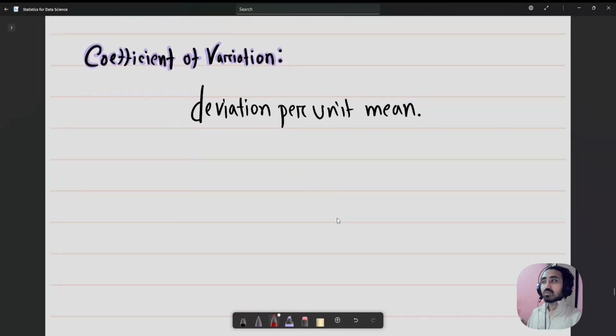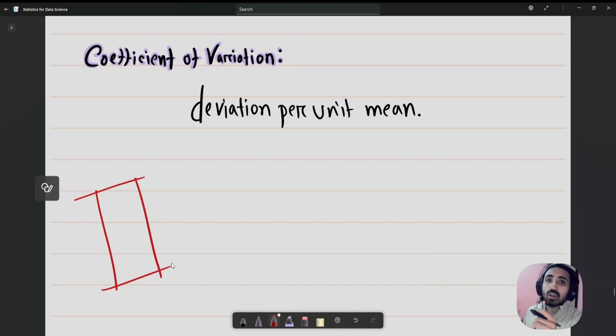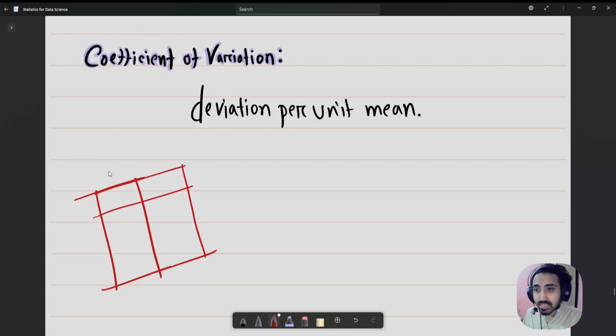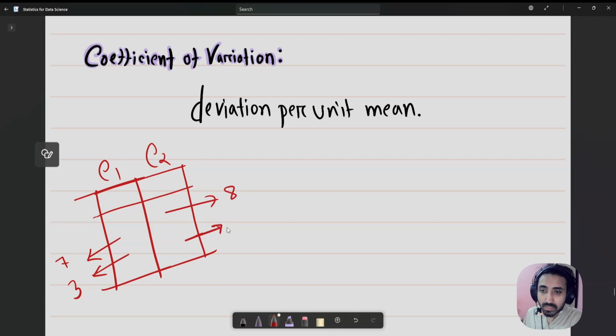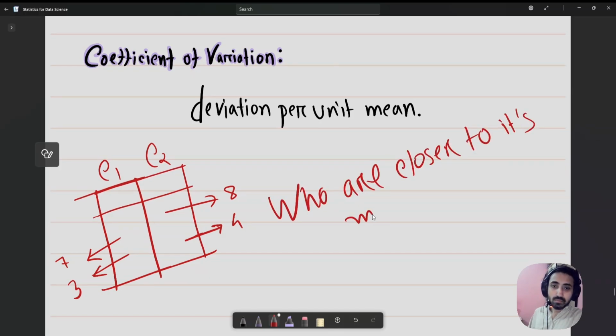Now lastly, we will be learning what is coefficient of variation. Till now, all the measures we have done, the mean, anything that we have done, it is for only one column. But let's say we want to compare within 2 columns. Let's say this is column 1, this is column 2, and this dataset's mean is 7 and standard deviation is 3, and this mean is 8 and standard deviation is 4. Now how do we compare this? How do we say who is closer to the mean? How do we measure it?